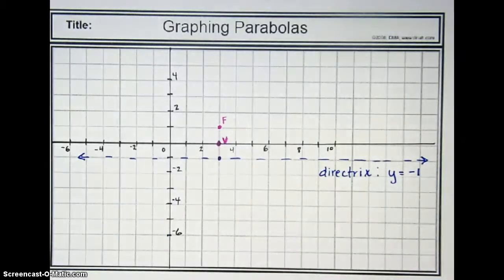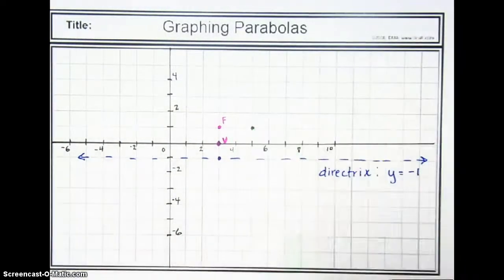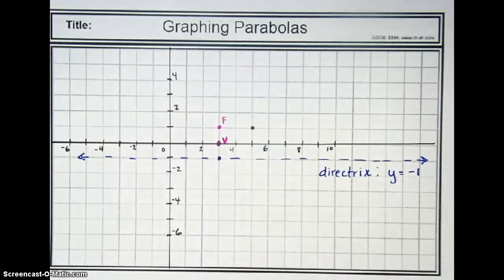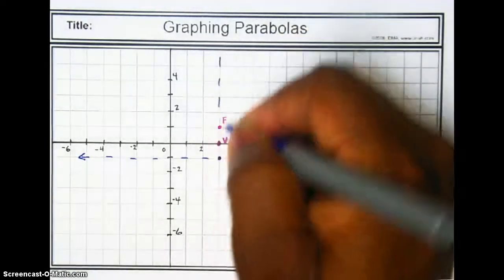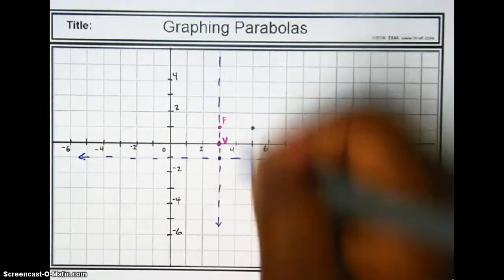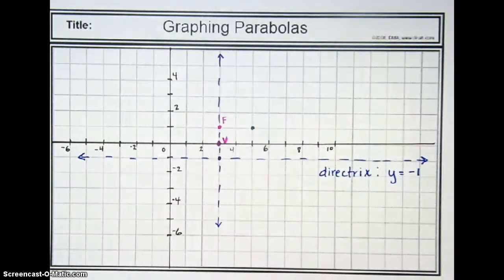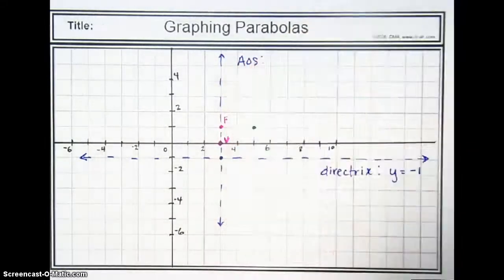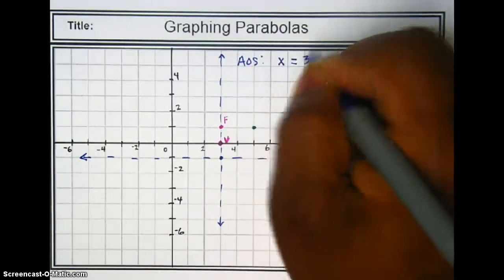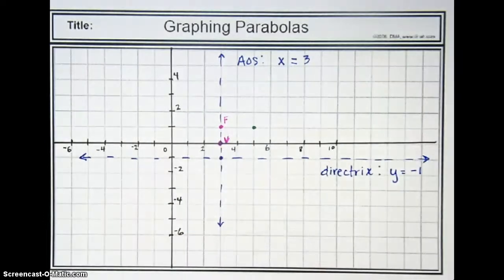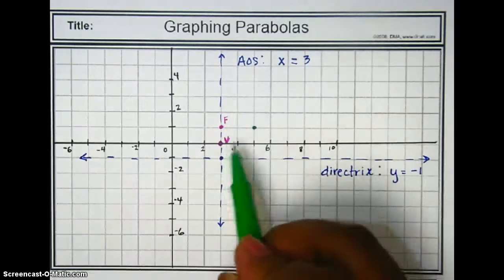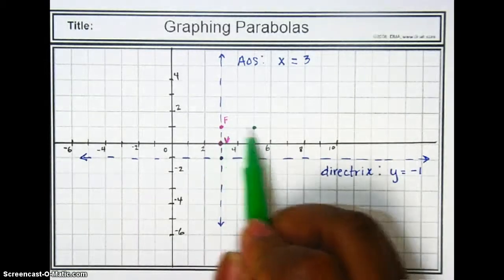Next, I'm also told that the point (5, 1) is on this parabola. So (5, 1) is a point here that's actually on the parabola, and we're going to use that to our advantage as well. Keep in mind that the focus and vertex both pass through the line of symmetry, and that line of symmetry is perpendicular to the directrix. And so the axis of symmetry, I'll label it here as AOS, is the line x equals 3, because I'm 3 units away on the x-axis. The axis of symmetry is important because it allows us to get other points that are on the parabola.